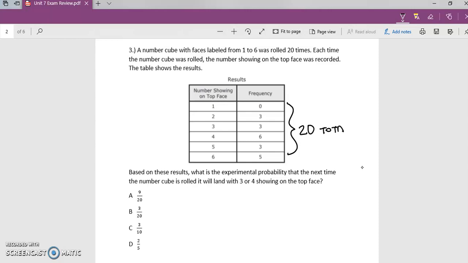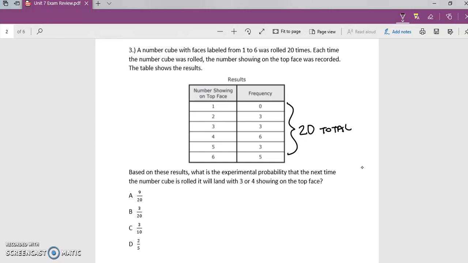And these are the numbers. So it landed on 1 0 times. It landed on where the 2 was showing 3 times. Where the 3 was showing 3 times. Where the 4 was showing 6 times. Where the 5 was showing 3 times, and where the 6 was showing 5 times.